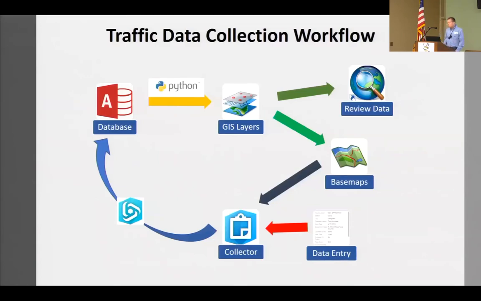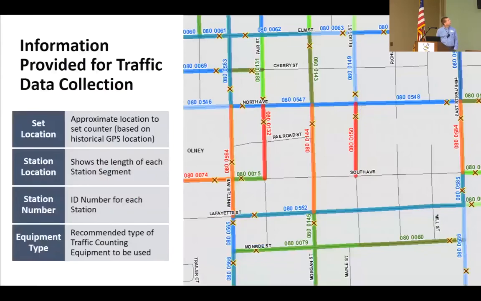This slide shows what I provide the field crew. So what do they need when they go out? You can see the X's there. They kind of show up brown on there. The X's are the GPS location where the counter was set last time. This is where they need to go to set the counter for this time. So they have the place where they need to go. They need to go to the X, or the approximate location of the X.